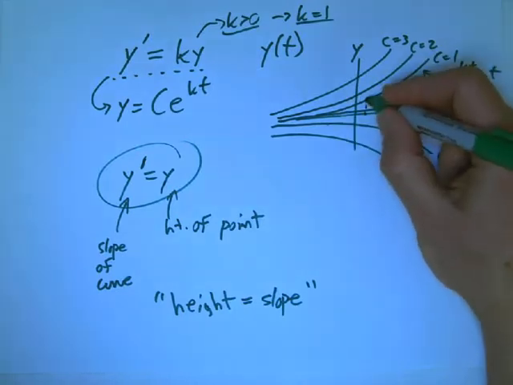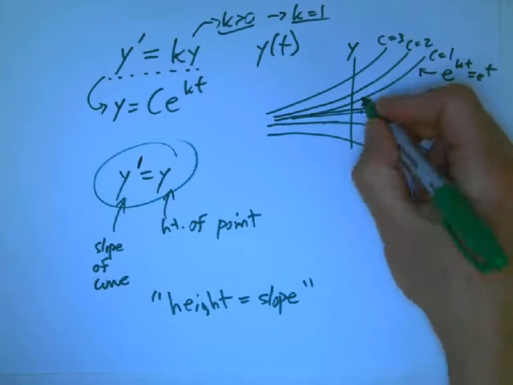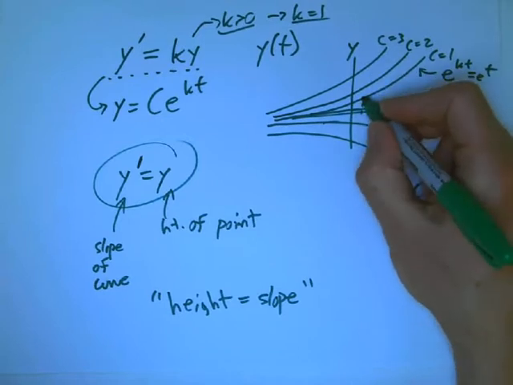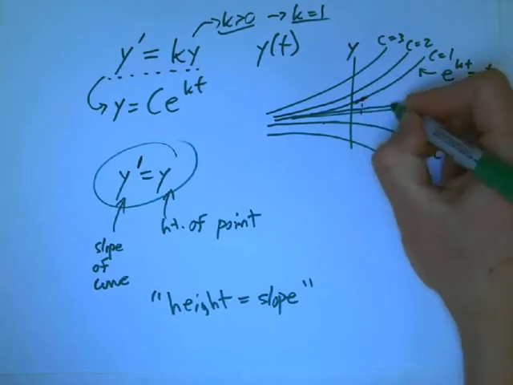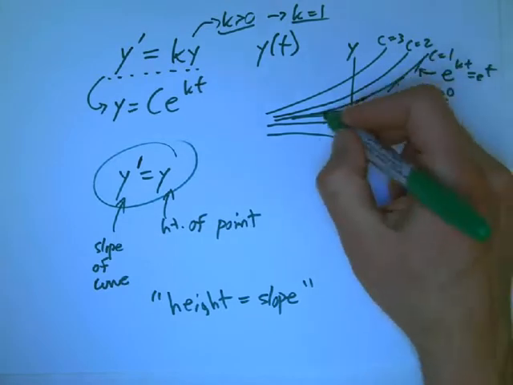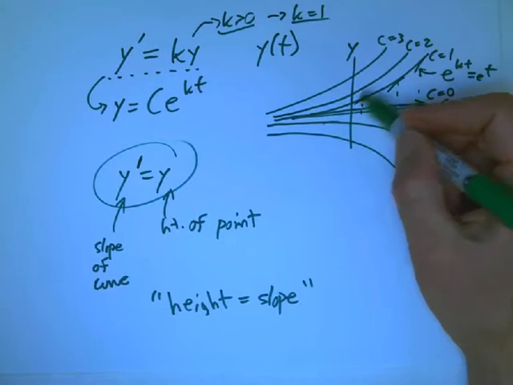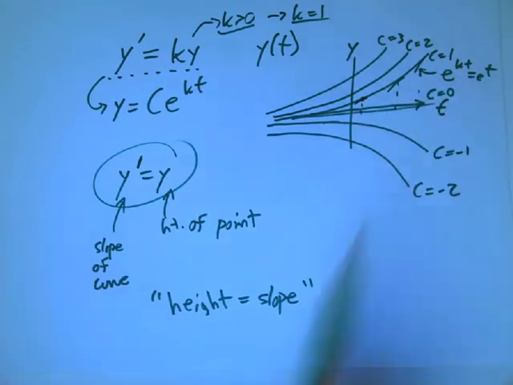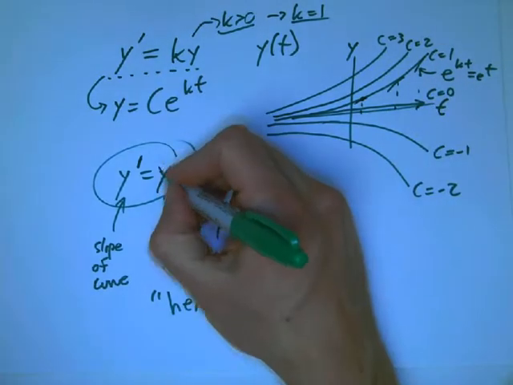Let's look at this one curve. The height does equal the slope; if the height is this, the slope is here. As the height gets bigger, the slope gets bigger. It's plausible that this curve has that property, that as it gets higher, it gets steeper.